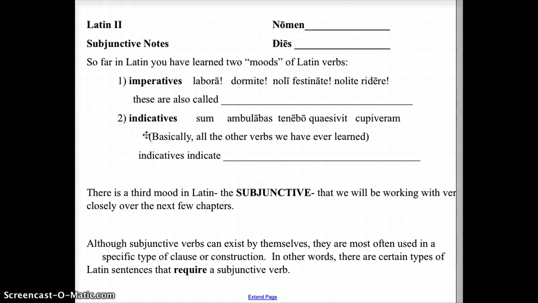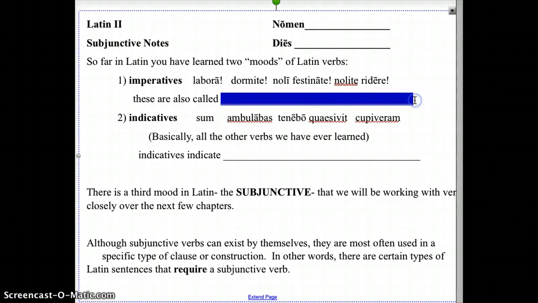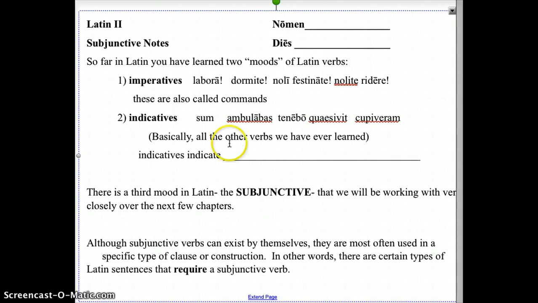So far in Latin, we have learned two moods of Latin verbs. There are imperatives like labora, dormite, noli festinare, nolite ridere. And these are also called, more commonly, commands. And we've also learned about the indicative mood, which you might not have learned the official term for, but these are basically all the other verbs we have ever learned: sum, ambulabas, tenebo, quaesivit, cupiveram. Indicatives indicate actions or events, right?